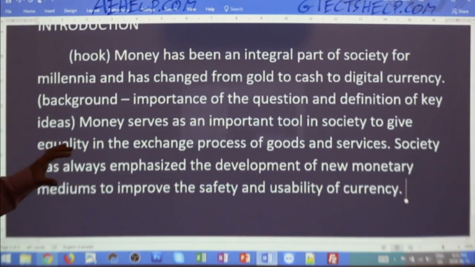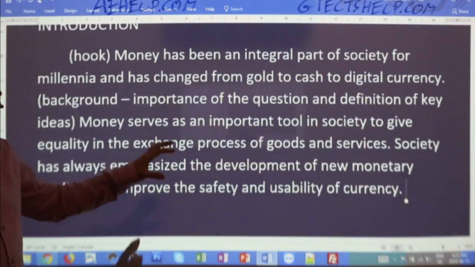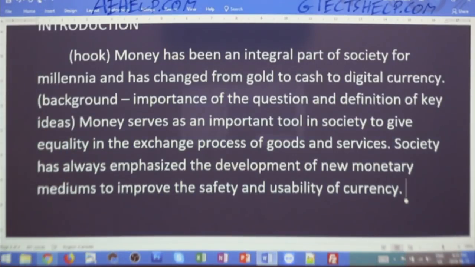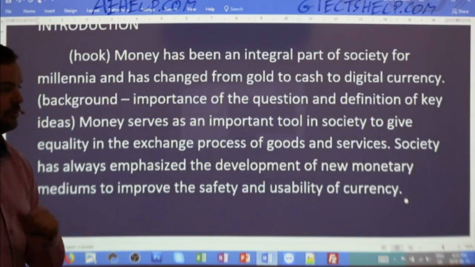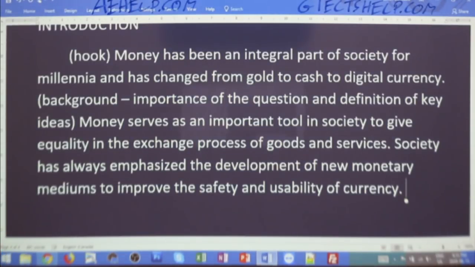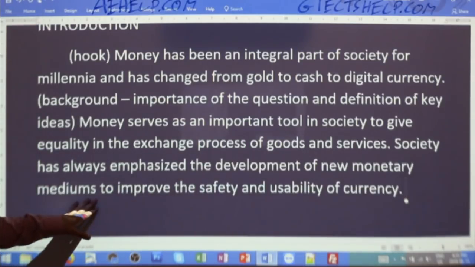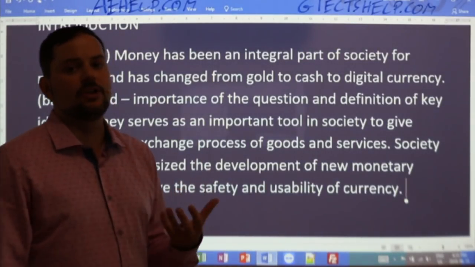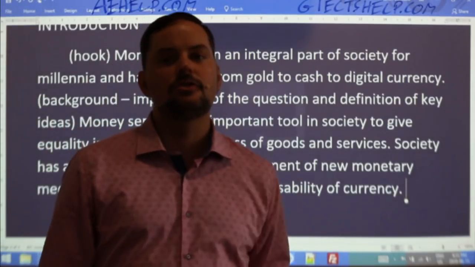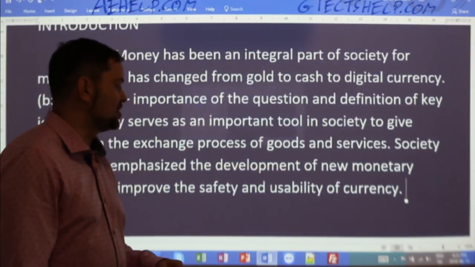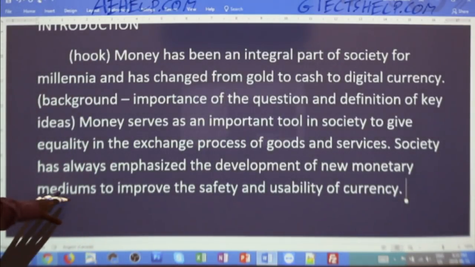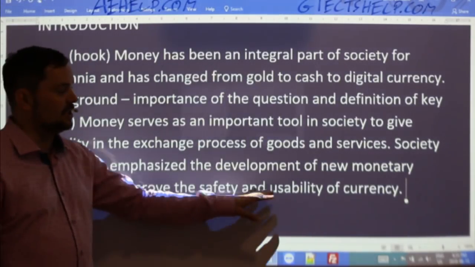So I realize that I'm using some fairly complex vocabulary and grammar for this, but that's my goal here. It's the last class of this week, and I really want to push you to reach for the stars, okay? All right, so again, avoid the word we. That's right. Society has always emphasized the development of new monetary mediums, so new types of money. Of course, a long time ago, we used gold. Why don't we use gold anymore? Just a fun kind of question, throwing it out there. So always developing new types of money to improve the safety and usability of currency.